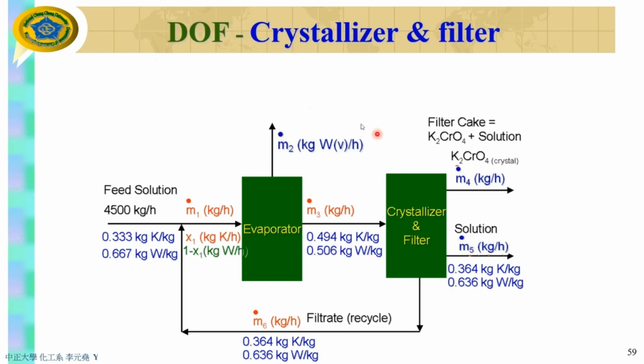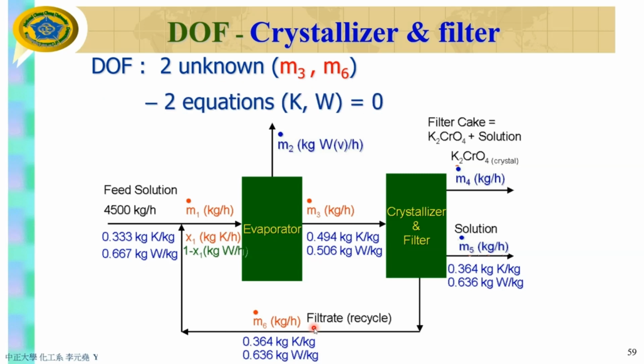Crystallizer. Crystallizer here, how many input? 1 input, how many outputs? 3 outputs. How many unknowns in this system? 2 unknowns. Bingo. You have 2 unknowns. You have 2 equations. 1 input, potassium chromate, water. You can get M3 and M6. So you can determine M3 and M6 easily.